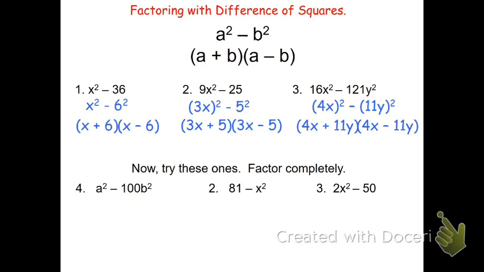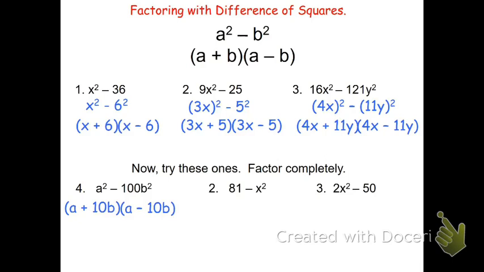Alright, hopefully you've had a chance to do it. On problem number 4, I see it's a squared minus the 10b squared, or 100b squared rather. If it's a squared minus 100b squared, I can rethink of it as a squared minus the quantity 10b squared. So I'm really looking at the quantity a plus 10b times the quantity a minus 10b.